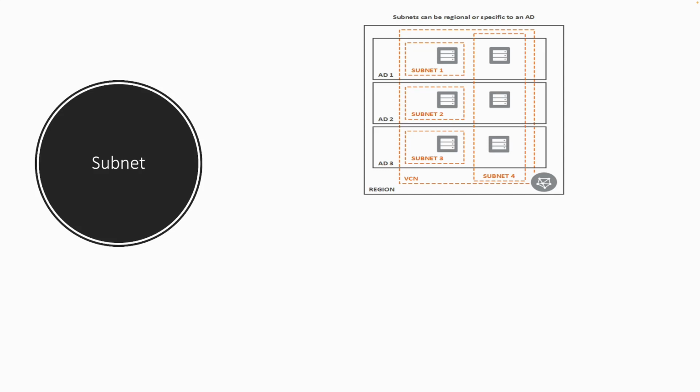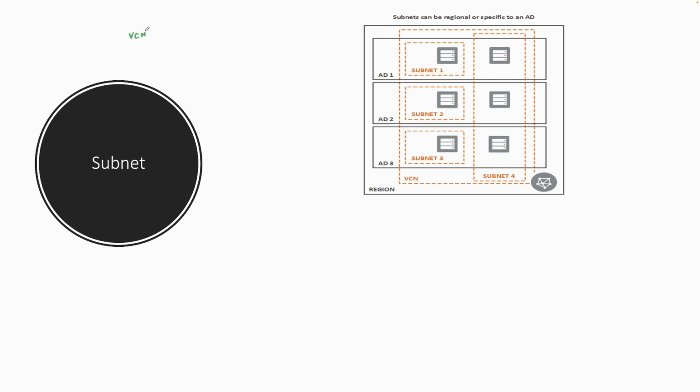Hi folks, welcome back. So in this lecture, we will try and understand what is a subnet. Now again, it's an important construct of OCI networking services. So in the previous lecture, we went quite deep dive in terms of the various artifacts that are there for OCI networking services. And as part of that, we studied that there is a VCN, right?